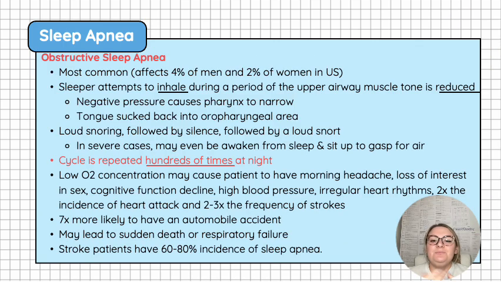So moving on to obstructive sleep apnea, we're going to dive into it a little bit deeper. Obstructive sleep apnea, like I said, is one of the most common types of sleep apnea. It affects about 4% of men and 2% of women. Now, obstructive sleep apnea is when the person tries to inhale during a period when the upper airway muscle tone is reduced. So this causes a negative pressure, and this negative pressure causes the pharynx to narrow. When this happens, the tongue is sucked back into the oropharyngeal area, causing a blockage.